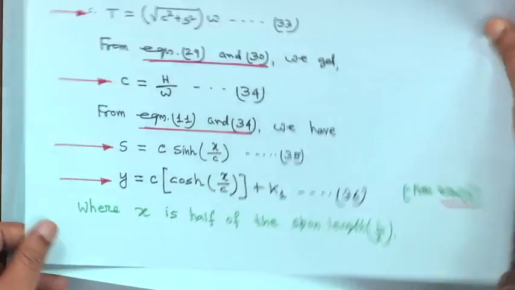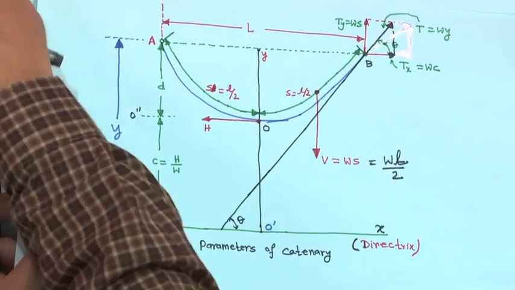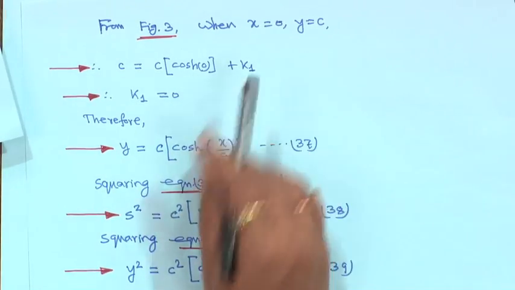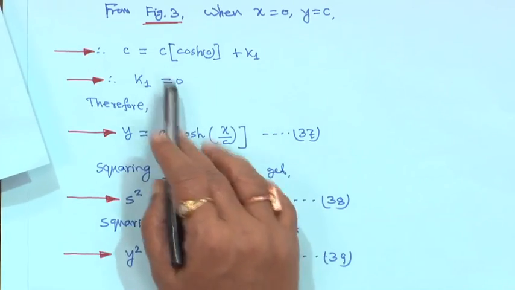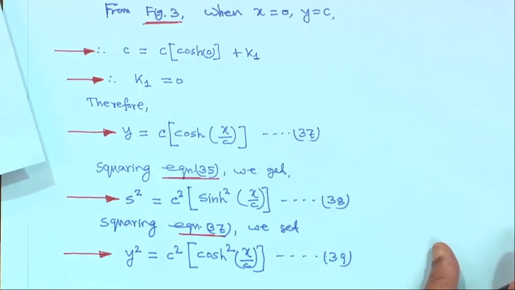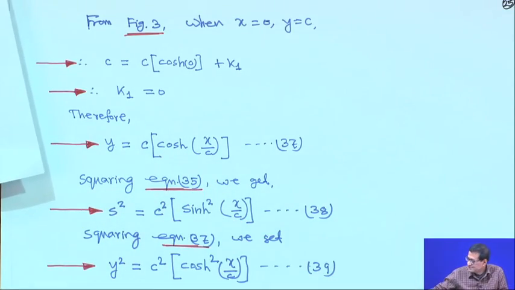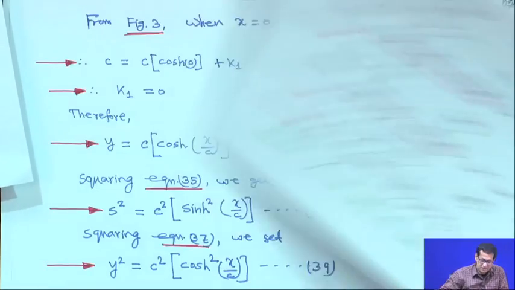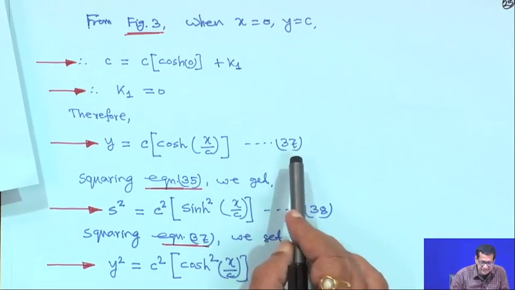Therefore, you put this boundary condition in equation 36, and then you will get c is equal to c into cosh(0) plus k1. Hence k1 is equal to 0, because cosh(0) is 1, so c is equal to c plus k1, so k1 is 0. Therefore, in equation 36 you put k1 as 0, and y is equal to c cosh(x/c). This is equation 37.